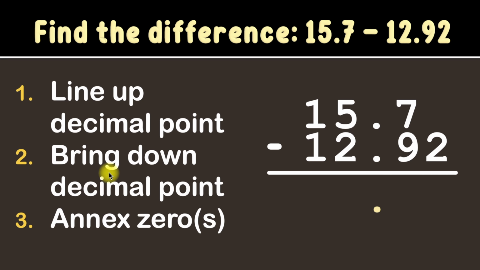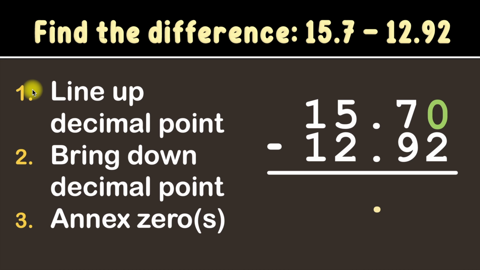Now that we have the decimal point in our answer, we can annex zeros. And annexing is just a fancy word that means, wherever you have a decimal point, if you have any blank spaces to the right of that decimal point, you can put a 0 there as a placeholder. Since we have a blank here above the 2, we can put a 0 in that spot.